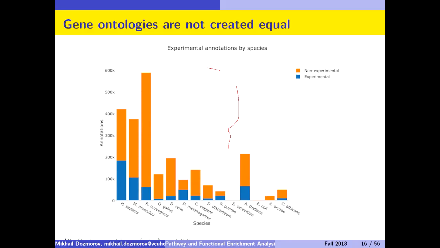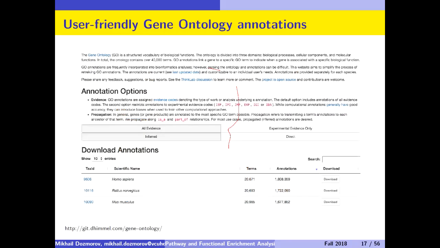Why do you care? Because when you interpret your genes, you want to use those ontologies that have been experimentally validated. So that's what you need to pay attention to when you perform enrichment analysis. I put this link there. Again, I mentioned that you should pay attention to which ontology you use. And this website, with the link over here, allows you to download, for example, ontologies with experimental evidence only. These are experimental evidence codes.